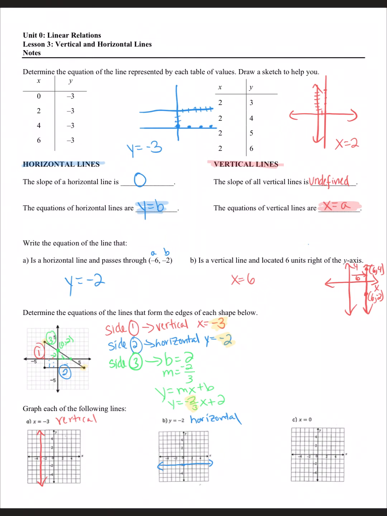Okay, and then we have x equals 0 for that last one. So again, if it's x equals, it's going to be vertical. And we're going to put it right at 0. And we're going to draw our straight line.